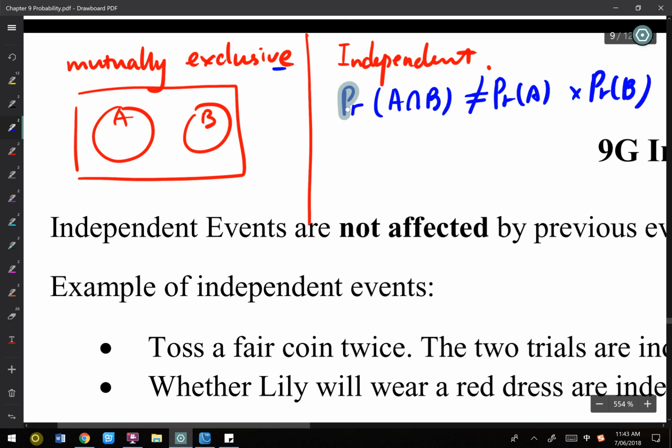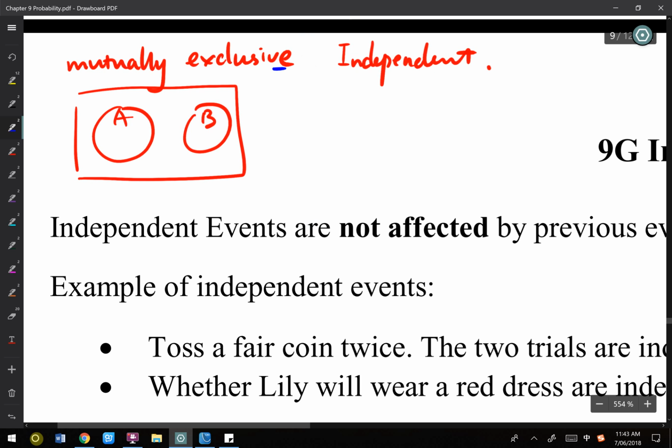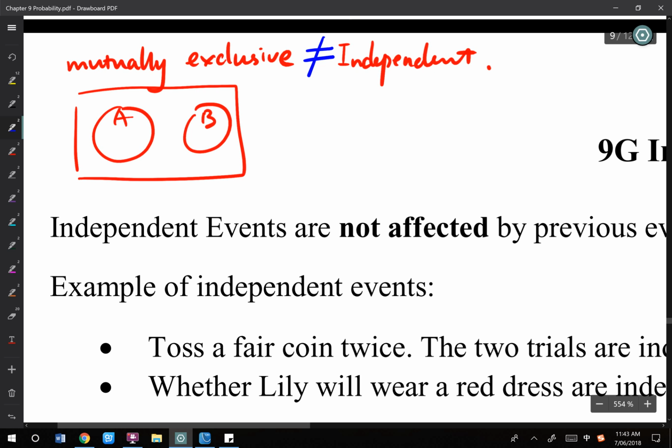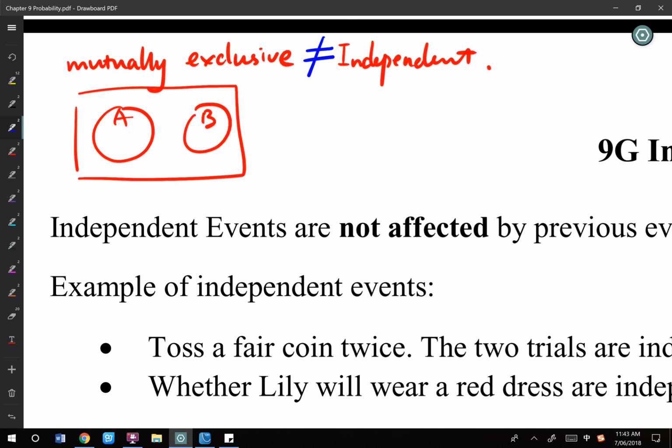So mutually exclusive events and independent events are not equivalent to each other. This is a place students are always confused. Mutually exclusive events are not independent events. They are almost never independent, because mutually exclusive means the intersection is 0. Then the right-hand side has to be 0 as well, so either A is 0 or B is 0. That means there's no event A or no event B, so there are not even two events.